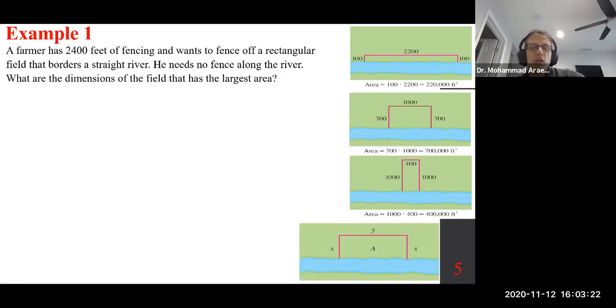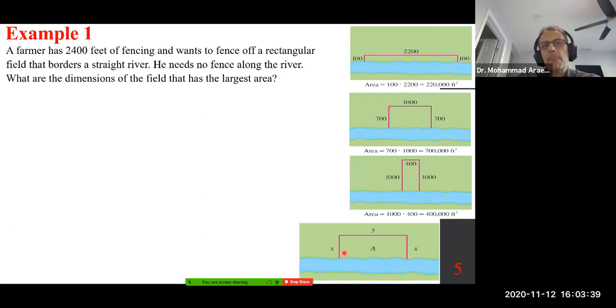The length and the width, one of them is x, one of them is y. And so what is our objective, class? Our objective is to maximize the area. So what is the area? The width times the length, the x times y.